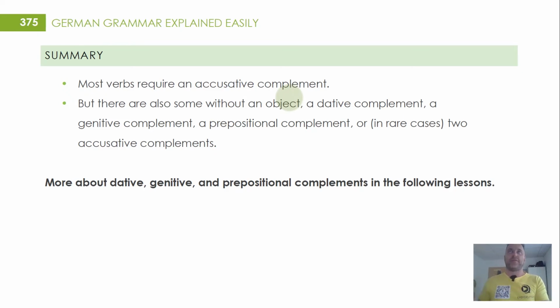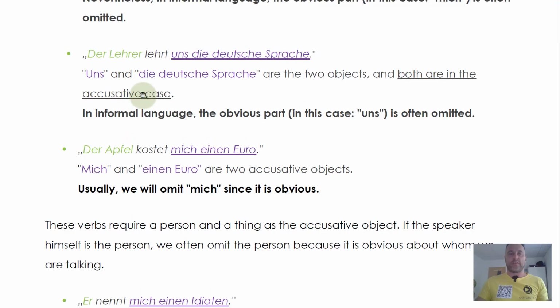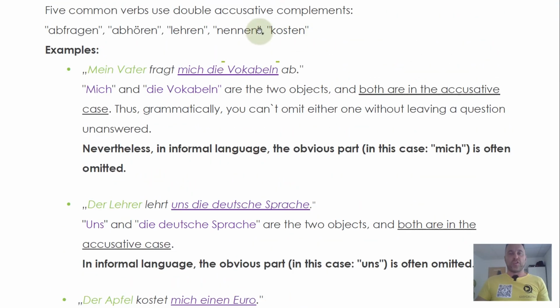And when you actually have to use the accusative, you can most of the time just get it by pure sense of the sentence. What you have to pay attention to is the double accusative complement, because that's something you simply have to know, that those 5 verbs actually mean and use the accusative twice. Maybe you wonder why abhören is not in the examples. Well, it just means the exact same thing like abfragen. So that's why I did not put it in there again. It means exactly the same.